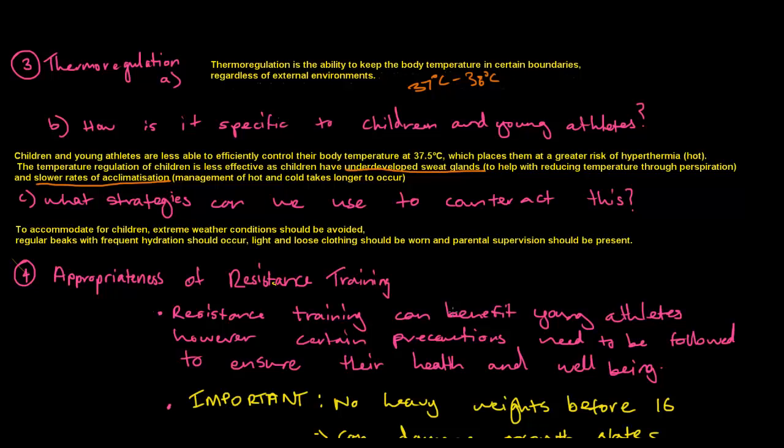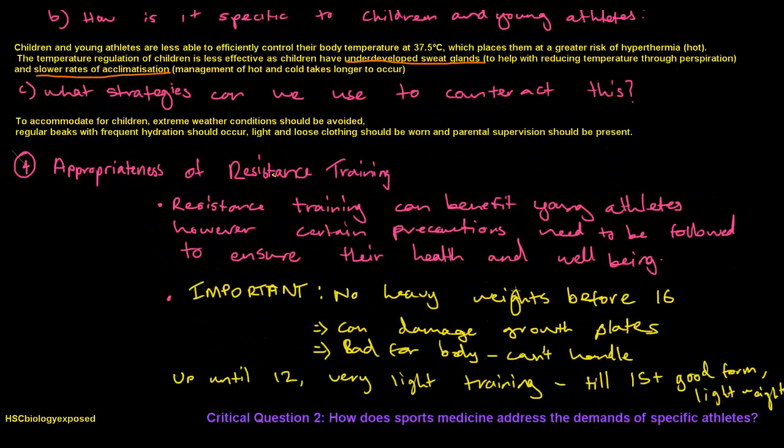So the next thing I'd like to talk about, which is the last part of critical question 1, part 1 today, is the appropriateness of resistance training. Resistance training can benefit young athletes and children, but it's really not that great if it's with heavy weights, or too many repetitions, or if it's just too much. Even though it can benefit them, there are certain precautions which have to be followed in order to ensure that their health and well-being is maintained.